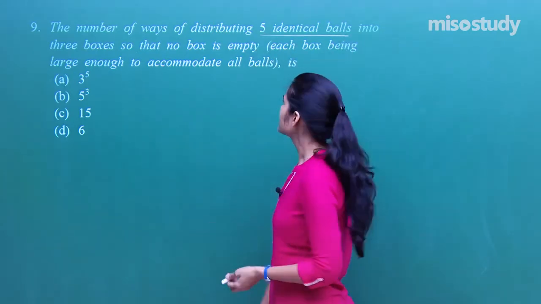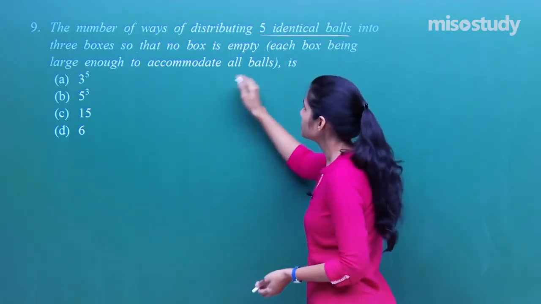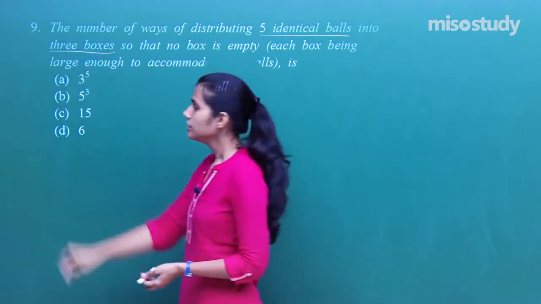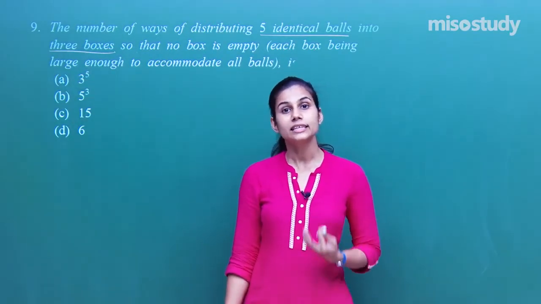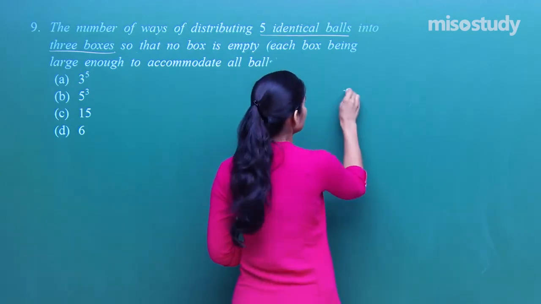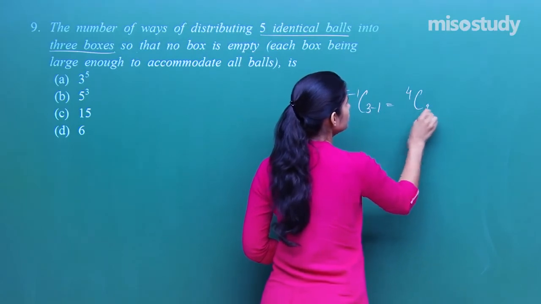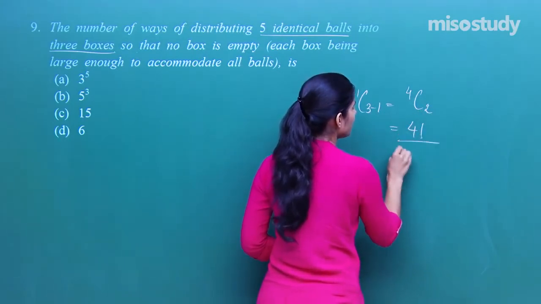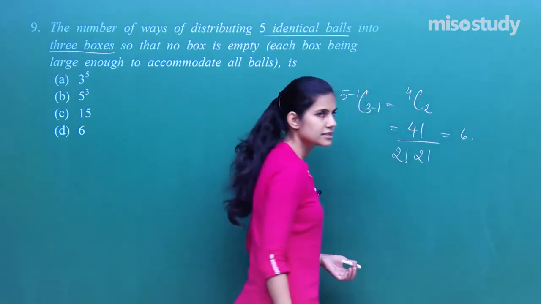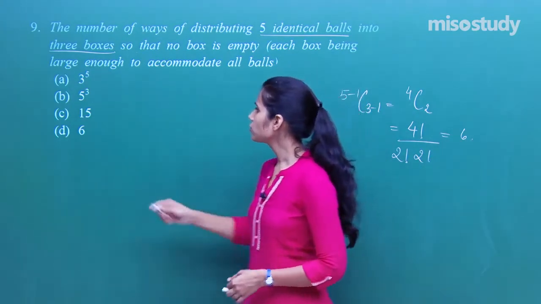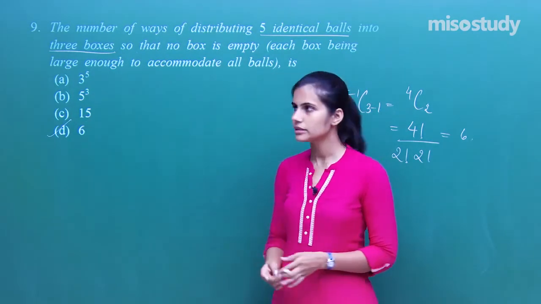5 identical balls are here, and you want to distribute 5 identical balls into 3 boxes. So 5 identical objects, 3 groups, that can be done in 5 minus 1 C 3 minus 1 ways. So it is 4 C 2, which is 4 factorial upon 2 factorial into 2 factorial, which is 6. So there are 6 ways to do so, so your answer comes out to be 6. It's a pretty direct concept, no need to get confused in this.